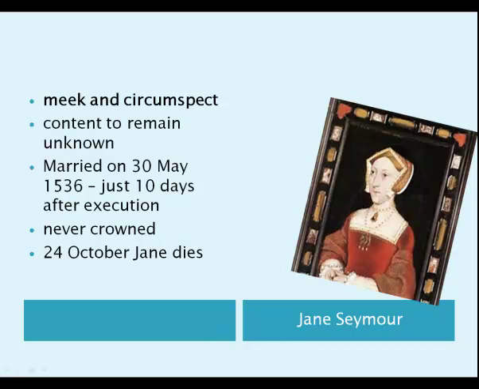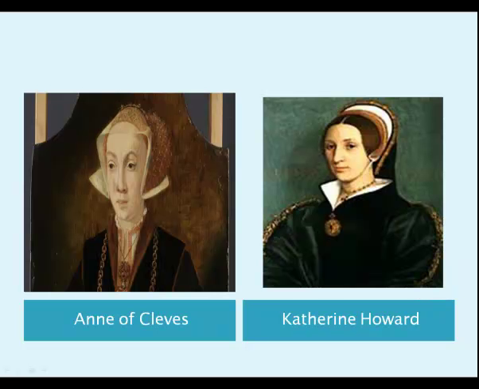Now, this young woman, Jane Seymour, was very meek, not really attractive, but she was just a nice person. She was content to stay in the background. He married her just 10 days after the execution, and she was never crowned. But she was pregnant, and she died very shortly while she was having a baby, and it was a male child. Well, time goes by, and he decides he needs another wife.